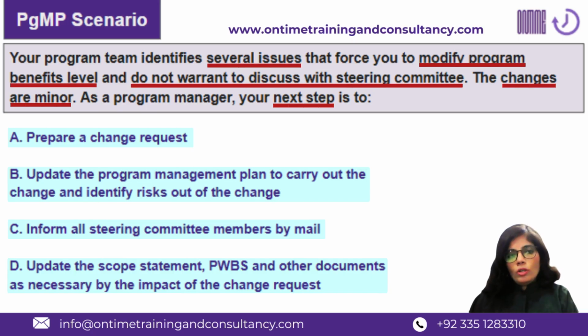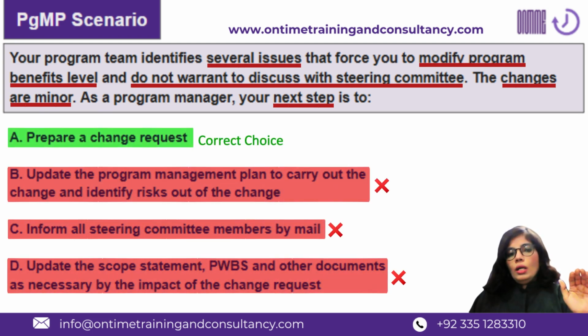Informing is your responsibility to the steering committee, to the sponsor, to team members, to component managers, to PM, or to whoever is the relevant stakeholder as per the needs and expectations of your different stakeholders in the program. So A is the right answer.